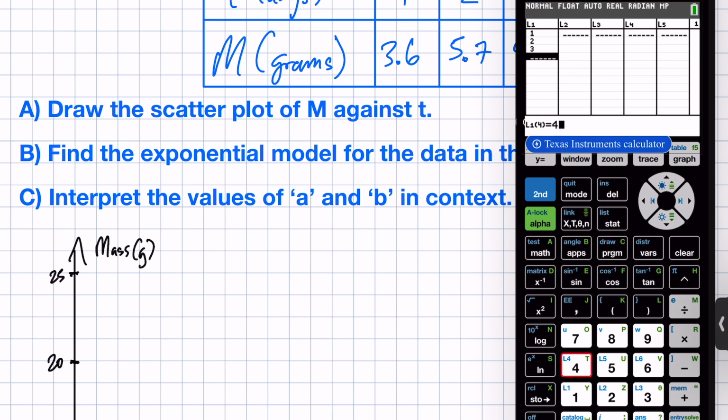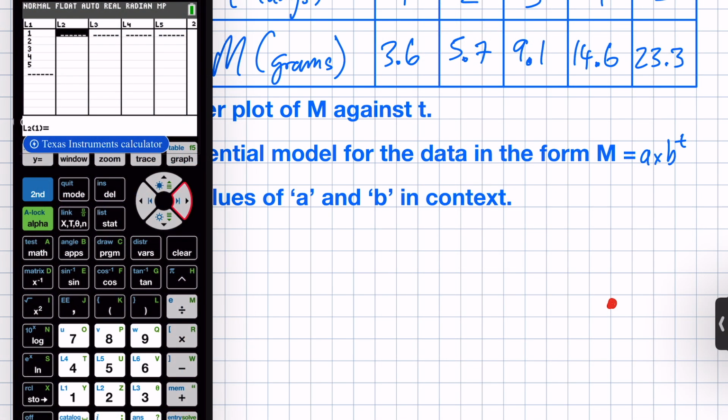Does it make sense that the number of days determines how much bacteria has grown? Bacteria have no power over the passage of time, so it's not going to be the other way around. 3.6. 5.7.